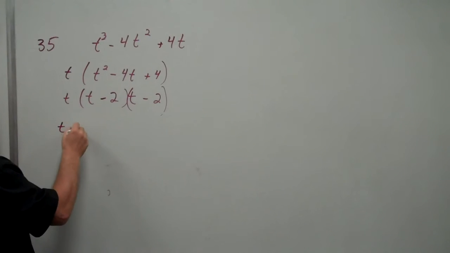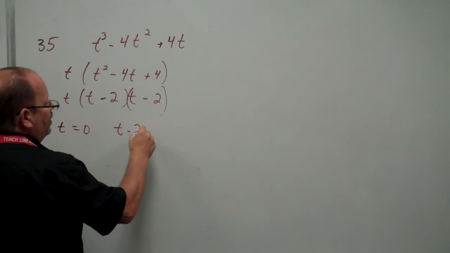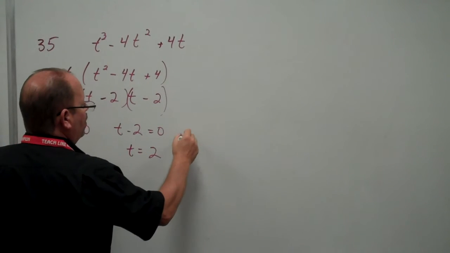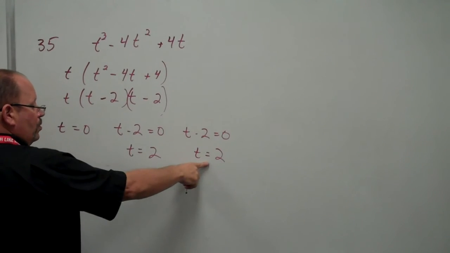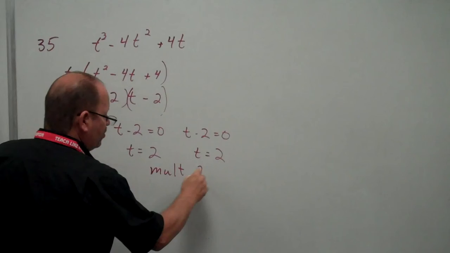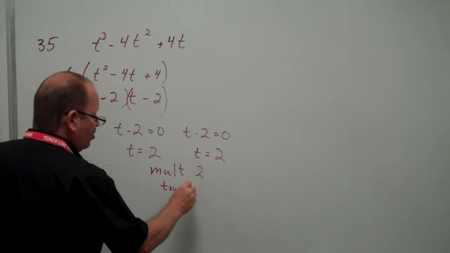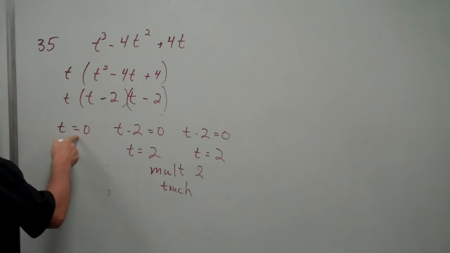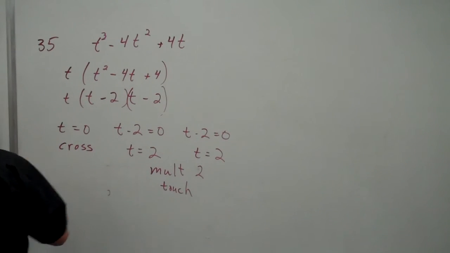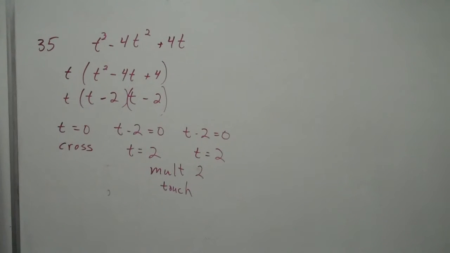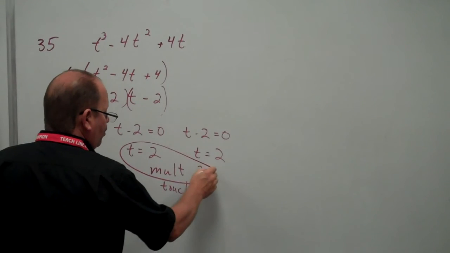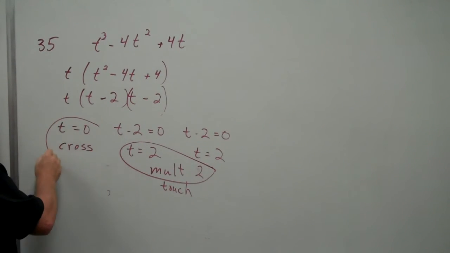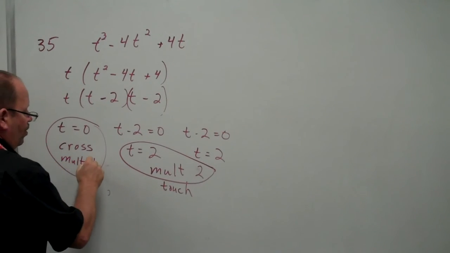And now the zeros are t equals 0, t minus 2 equals 0, so t equals 2, and t minus 2 equals 0, so t equals 2. That's a multiplicity 2. So here, this is going to touch the x-axis, and here it's going to cross the x-axis. Go back to the instructions: find all the real zeros, determine the multiplicity of each. Do I have to graph it? No. I found the zeros and the multiplicity of each. That's all it asked me to do.